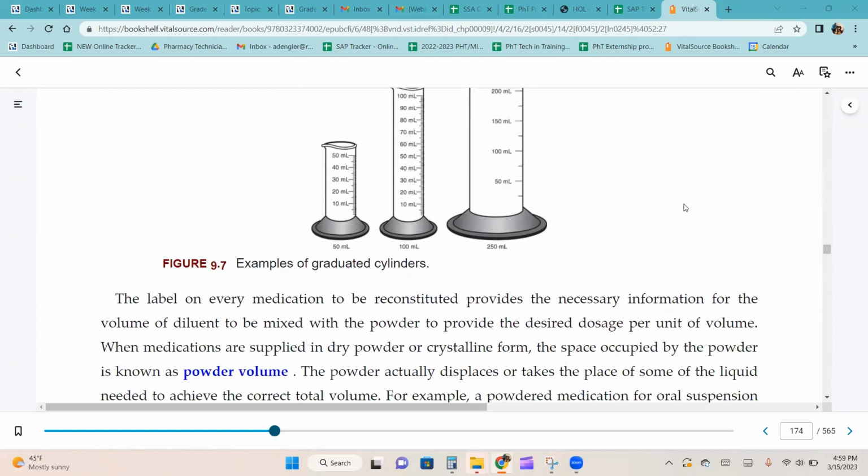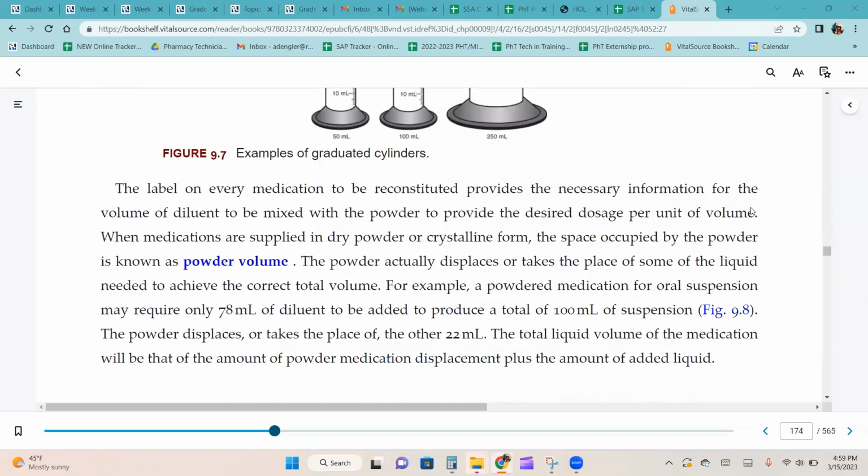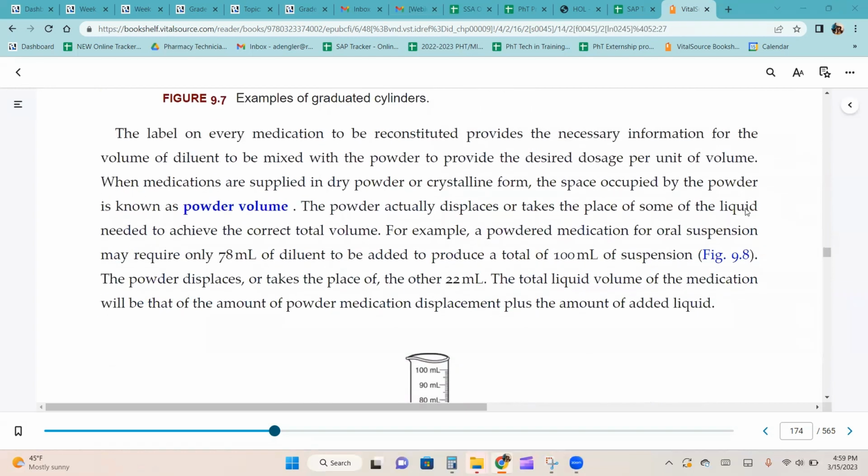The label on every medication to be reconstituted provides the necessary information for the volume of diluent to be mixed with the powder to provide the desired dosage per unit of volume. When medications are supplied in dry powder or crystalline form, the space occupied by the powder is known as the powder volume. The powder actually displaces or takes the place of some of the liquid needed to achieve the correct total volume.